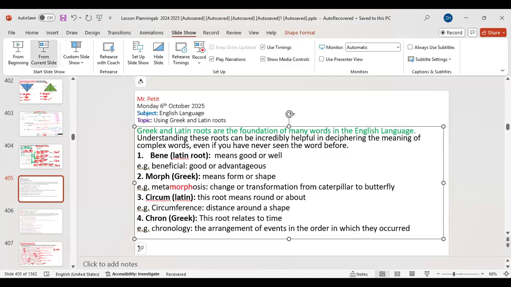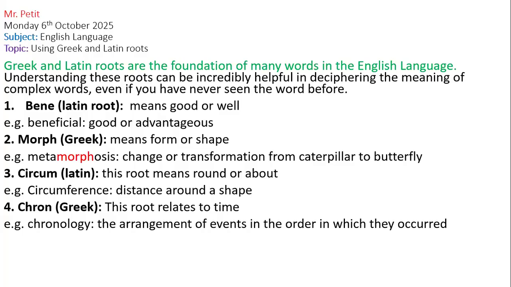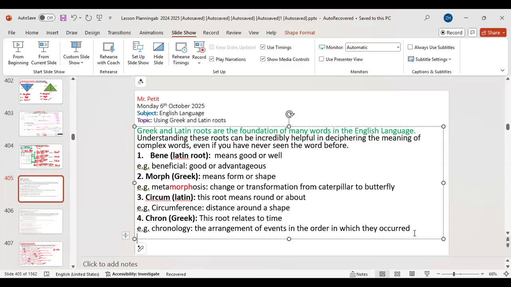All right, so quickly, what does circum mean? Round or about. Y'all gotta be quicker. What does chron mean? Time. Very good. Benny. Good or well. Morph. Form or shape. Very good. Next, we have number 5.